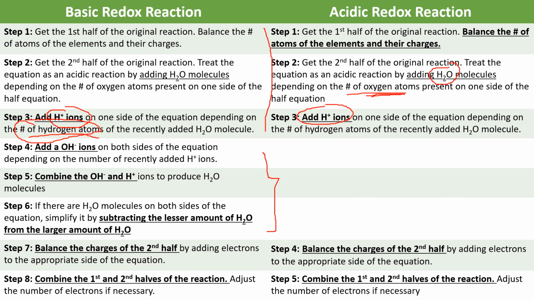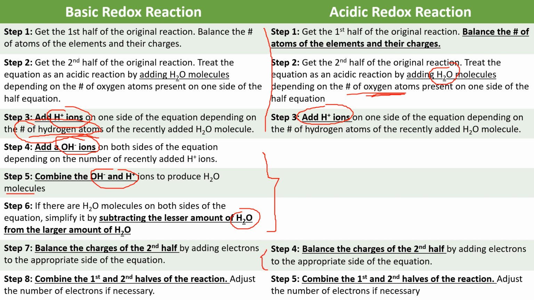Kay acidic reaction kasi, hindi na kailangang mag-add pa ulit ng OH ions, hindi na kailangang makaproduce pa ng water molecules from the combination of OH and H, at hindi na kailangang mag-subtract ng water molecules on both sides of the equation. So, wala na yun kay acidic. Pero they will be again the same on solving for the second half, or I mean on the balancing of the second half of the equation.